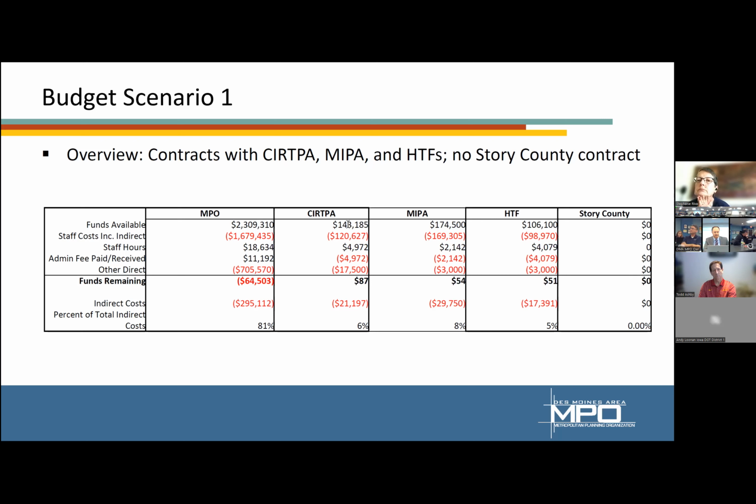We've taken the funds available for all these that I just showed you. So we have the $2.3 million for MPO funding, and then each individual organization, the amount of money they have. We then put enough staff hours in those individual ones to zero those out. That's why the hours differ between the scenarios, because in some scenarios we have more contracts, in some scenarios we don't have as many. And this is debatable, I suppose, but we put enough hours in those contracts to zero those out and then put the remainder into the MPO.